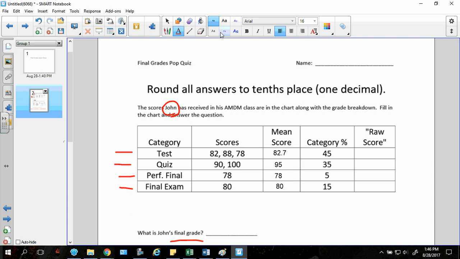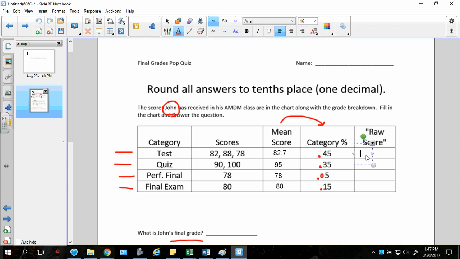Now, if you remember from class, what you're going to do is take the mean score and multiply it by the category score. Remember that these are percentages, which all need to be converted back to decimals. So 45% will be 0.45, and 0.35 for quiz. Now this is where people screw up. The performance final is 5%, so it's 0.05. And lastly, the final exam is 15%, so 0.15. So here we go.